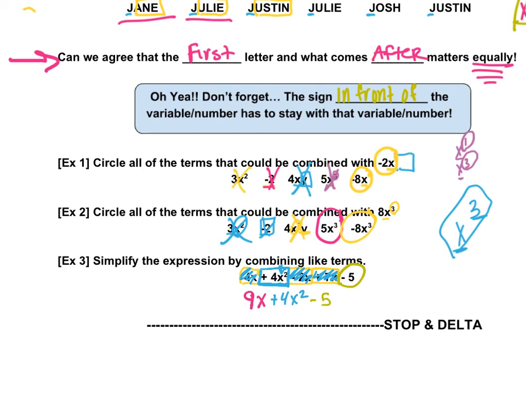And so finally, the very last step is we want to write these in order of the exponent. So this exponent is a 2, this exponent is a 1. So we're going to write this term first. So 4x squared plus 9x minus 5. So this is our final answer for this problem.